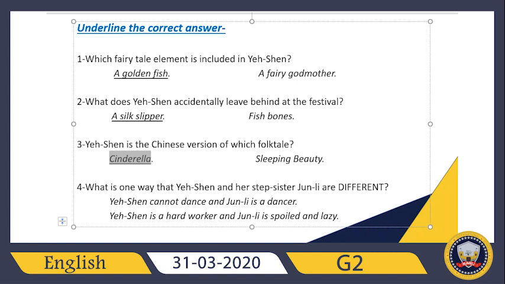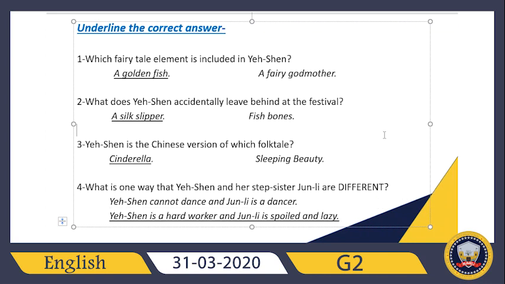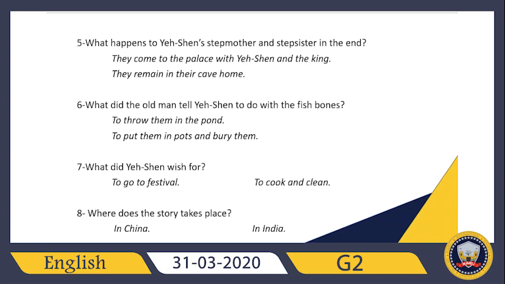Number 4. What is one way that Yeshen and her stepsister Junli are different? The first option is Yeshen cannot dance and Junli is a dancer. Or Yeshen is a hard worker and Junli is spoiled and lazy. So how are they different? It's not about dancing. Yes, excellent. Yeshen is a hard worker and Junli is spoiled and lazy. Very good.